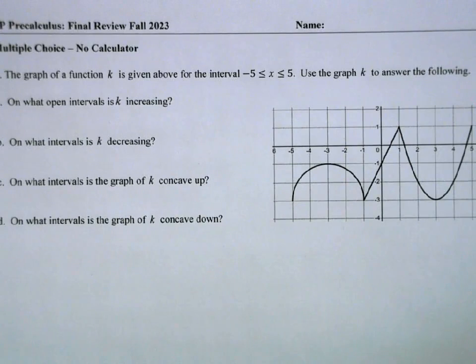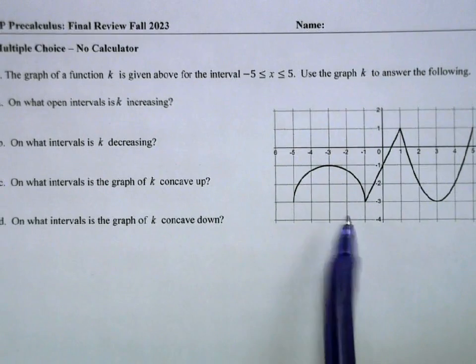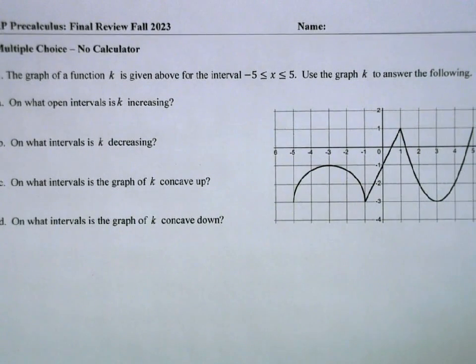All right, in this video, we're going to go over the final review for AP Precalculus. This covers Units 1 and 2 through Topic 2.8. First, we have a graph from -5 to 5, and we're going to look for some different characteristics.